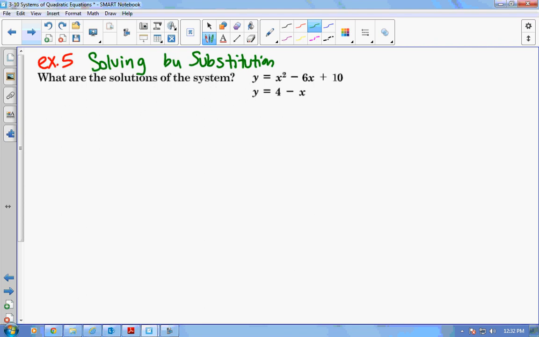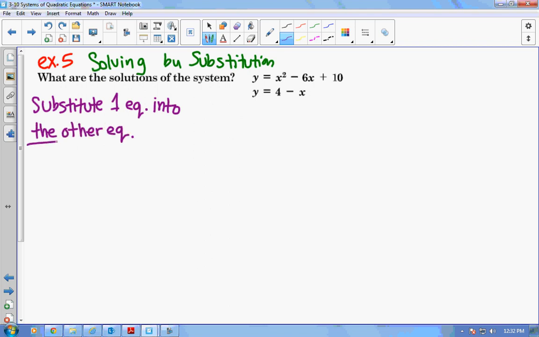Substitution means we're going to substitute one of them in. Like when I have a sub, because I'm sick or on a field trip or something, a substitute comes and replaces me, right? Does that mean substitute? It replaces? Yeah. So, we're going to, step 1, substitute one equation into the other equation. EQ is my abbreviation for equation, okay? Preferably the easier one. What does y equal on the bottom?